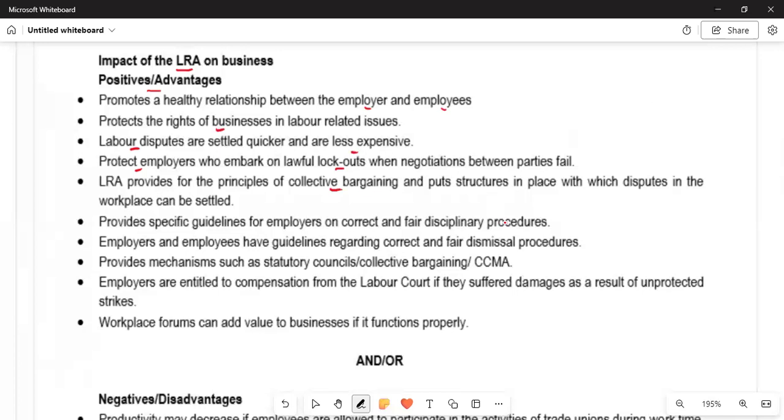And then we are saying that it puts a structure in place in which disputes are settled. Sometimes there's no necessity to approach the court, but some of the verdicts can be settled in the workplace. And then let us take note that it provides specific guidelines, for example, a correct and fair disciplinary procedure. So we are saying sometimes you don't have the authority as a junior worker over your commander.